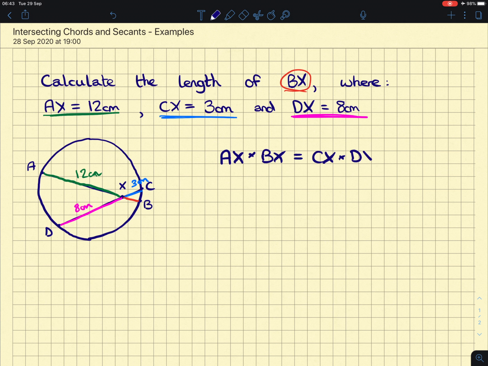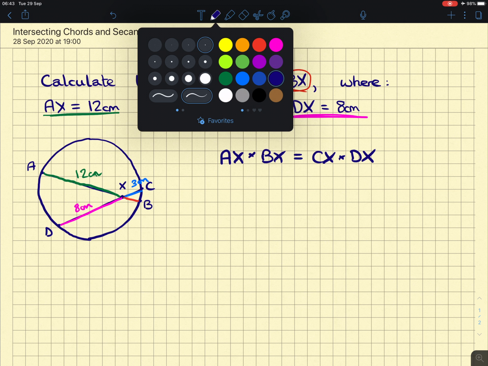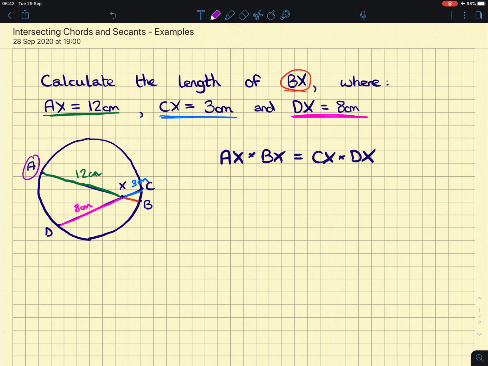Now, I've put the letters in the right place here, but it's important to note that this might not always be the case. So our A and our B are both matching on the same chord. That whole line there, they are part of the same chord, therefore they go together. Same with C and D, that makes a single chord, and X is the point of intersection. Just be careful, the letters that are given in the question might not perfectly match what you have here.